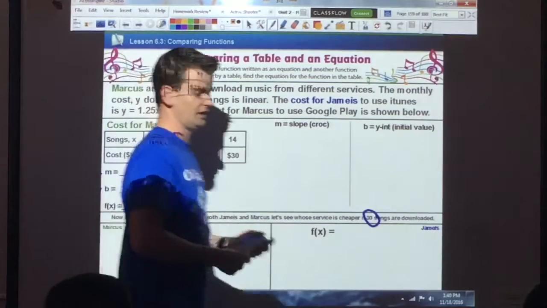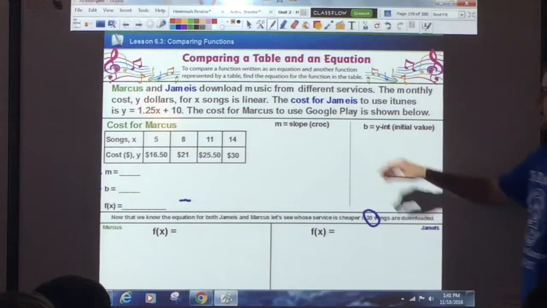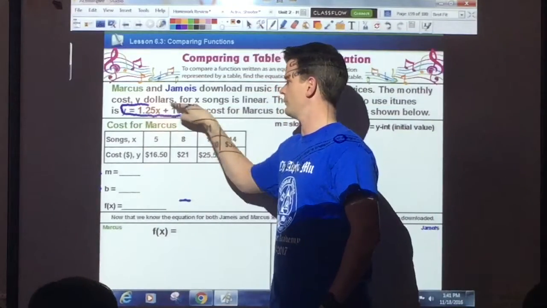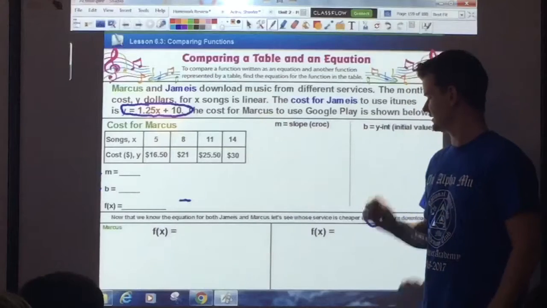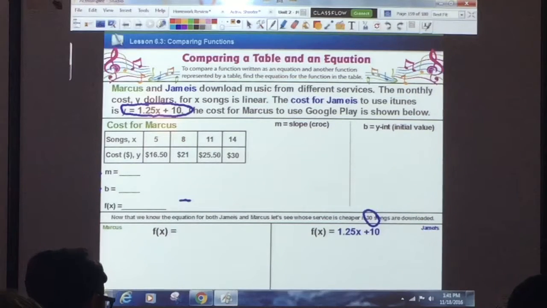We have Marcus and Janice. They download music from different services. The monthly cost, $y for x songs, is linear. You don't really need that sentence in there, but it lets you know it's linear. So there is a constant rate of change. The cost for Janice to use iTunes is given by this: y equals 1.25x plus 10. So that's her cost function, 1.25x plus 10. We're given that one. That's a freebie.